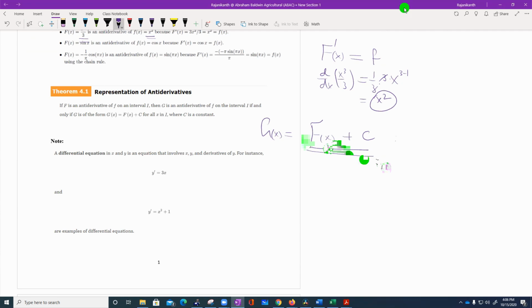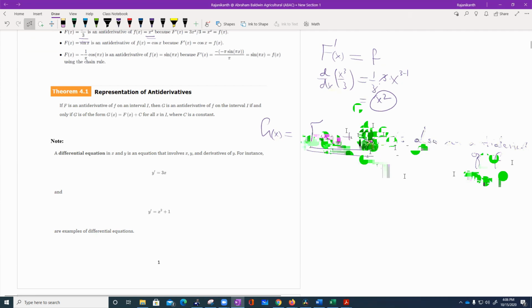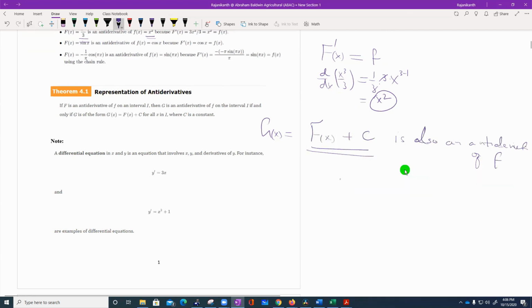This is also an antiderivative of little f. That means after finding the antiderivative, you are free to choose any constant here. For example, look at this problem. I'm asking you one question. Let's see whether you understood. Could you tell me what is the antiderivative of 2x? Could you think of this? Your given function is 2x. The question is, what is the antiderivative of 2x?